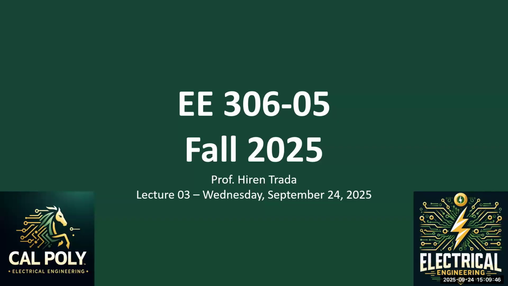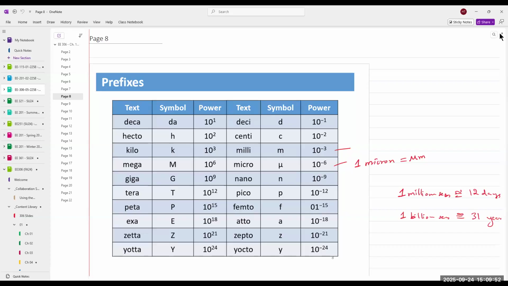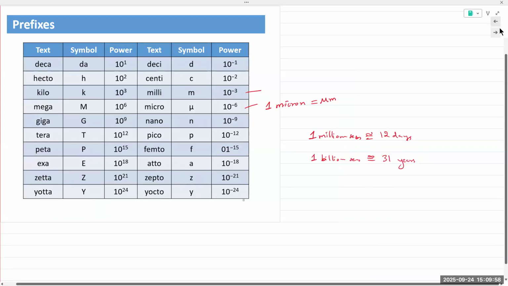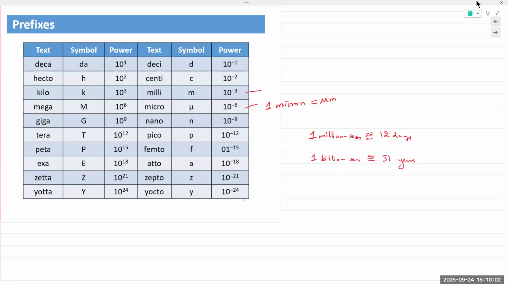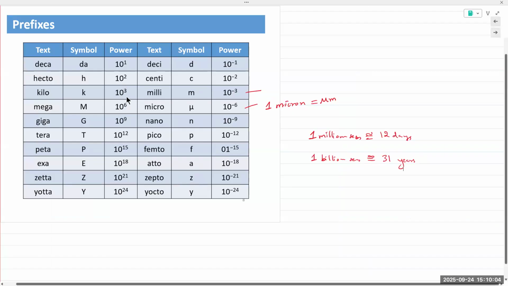Okay, let's see. Where did we stop? We stopped here. Unit prefixes. Has everybody memorized this table? Has anybody memorized this table? Google is also in there somewhere.